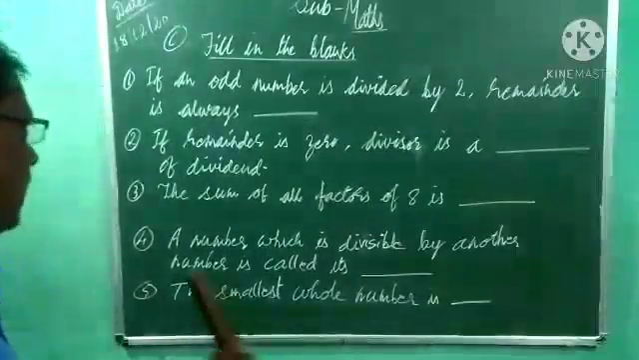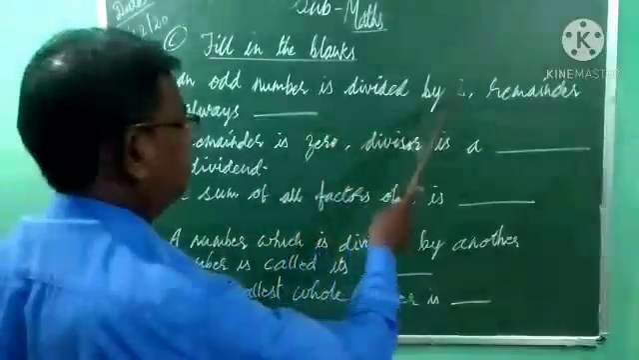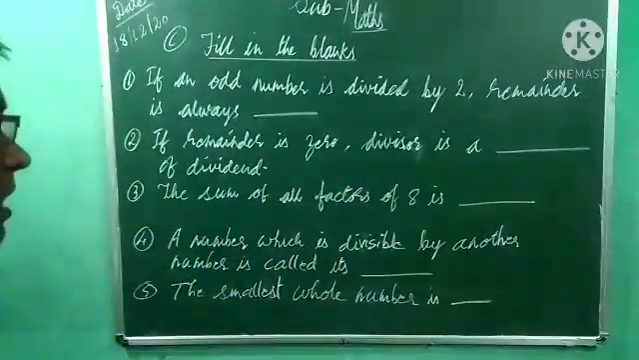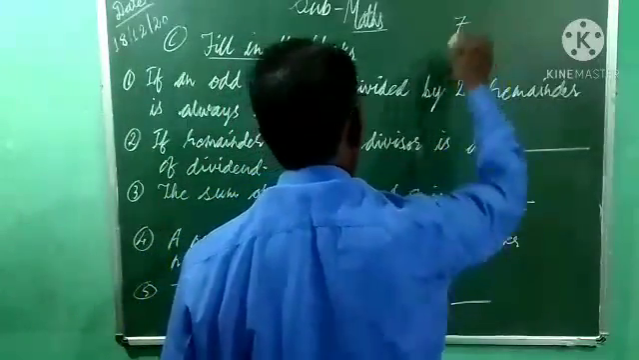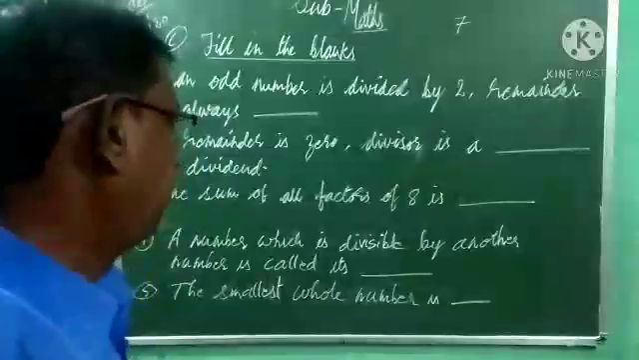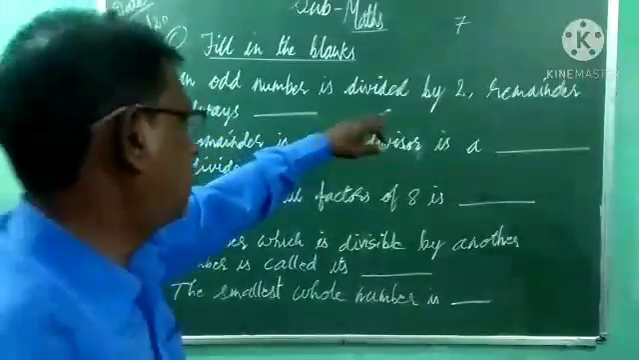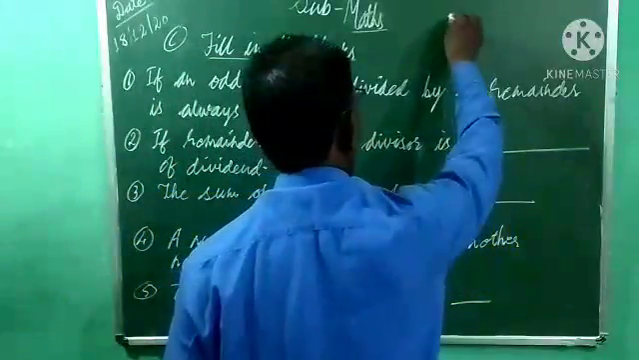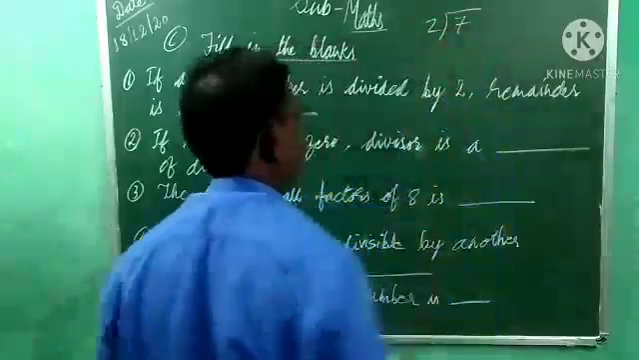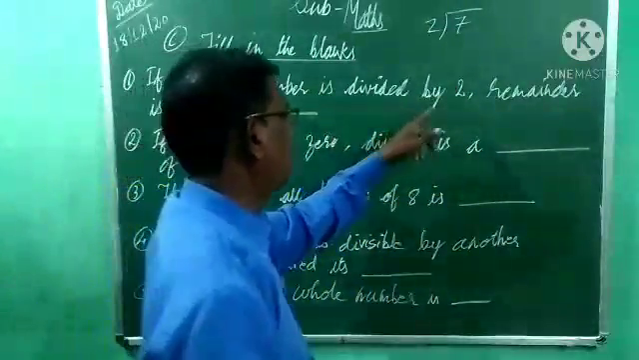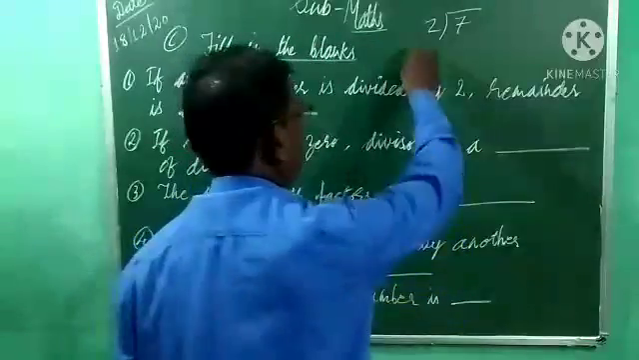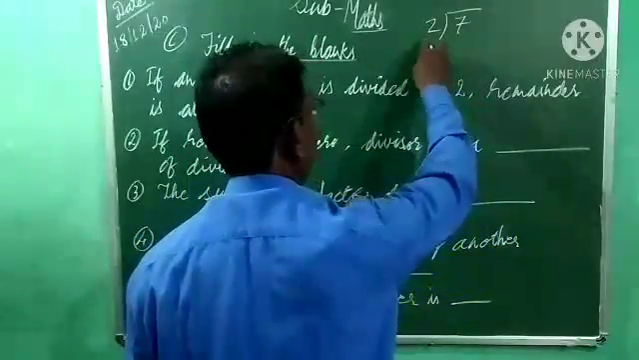See, if an odd number is divided by 2, remainder is always dash. Take any odd number, for example 7. If an odd number is divided by 2. Now I took here 7, an odd number, and that number I have divided by 2. Remainder is always dash. What remainder are you getting? That we have tried.